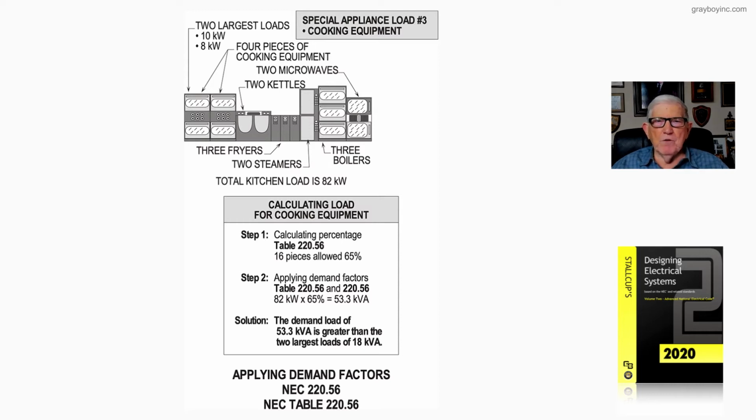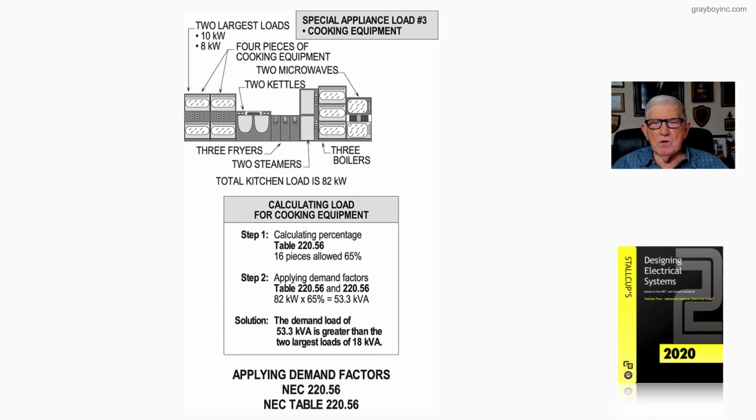Now, we have 4 pieces of cooking equipment, 2 microwaves, 2 kettles, 3 fryers, 2 steamers, 3 boilers, and a total load of 82 kW. Now, to apply the demand factor, step 1, 220.56 refers us to Table 220.56, and based upon 16 pieces of equipment, we get a 65% demand. And basically what this section is saying, you will never use more than 65% of that load at any one time because of the type of equipment and when you use such equipment and so forth.